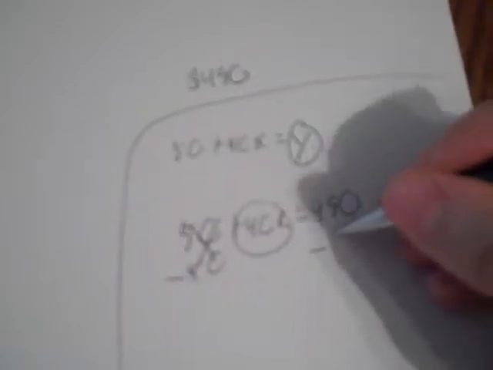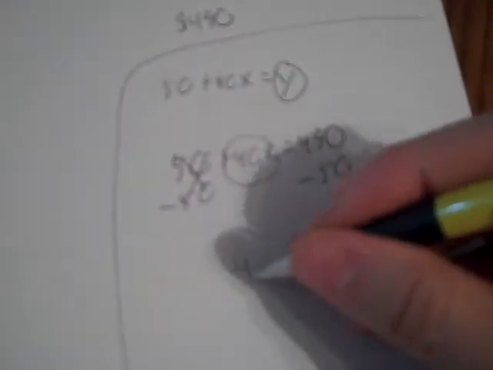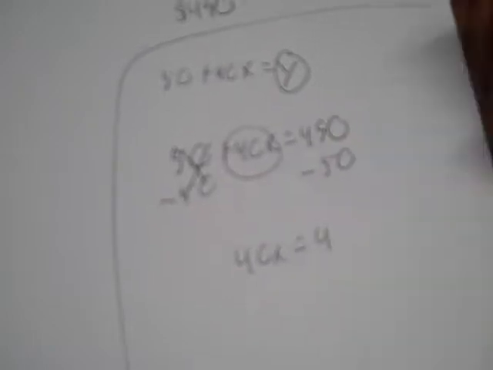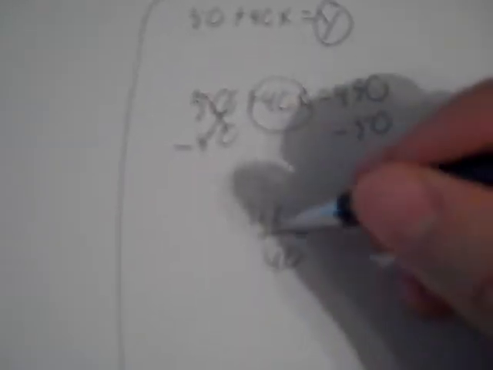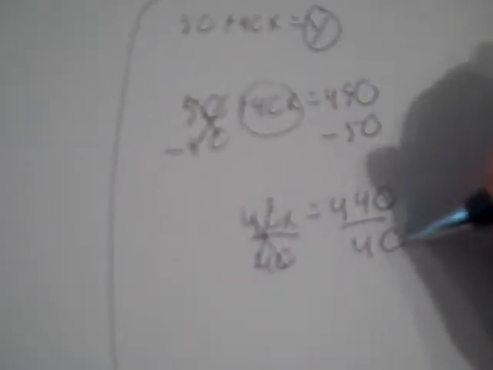Okay, so that means you need to solve for the x yourself. It's not by itself, so isolate it. Minus 50, minus 50. So 40x equals 440. Divide by 40. Divide by 40. 11. Okay. So 11 months.